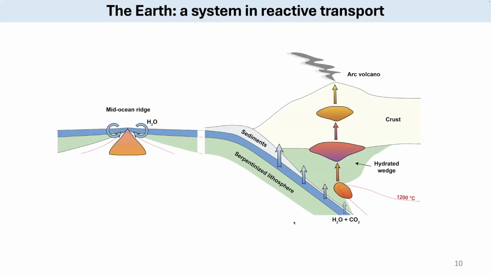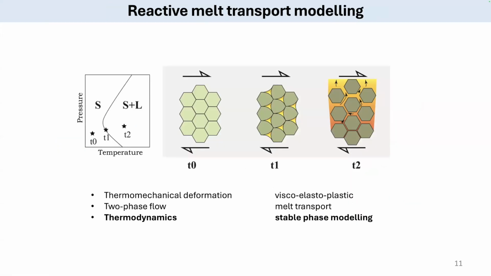Like everyone knows, today the Earth is a system in reactive transport. If you look at, for example, a mid-ocean ridge, we have the upwelling of the mantle that triggers partial melting and the formation of the oceanic crust. And as subduction goes, we have the release of fluids that will hydrate the mantle wedge and generate magma that will eventually reach the volcanic system. So for all of those special locations, we have systems in chemical differentiation that are dominated by reactive transport. Now the question for us is how can we model such reactive transport?